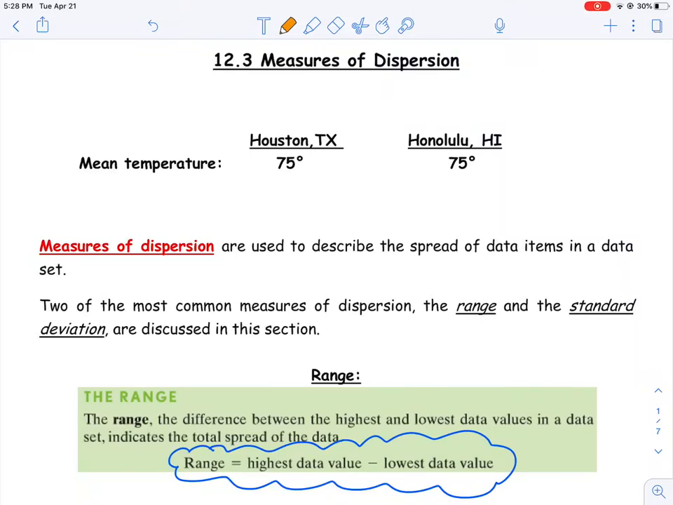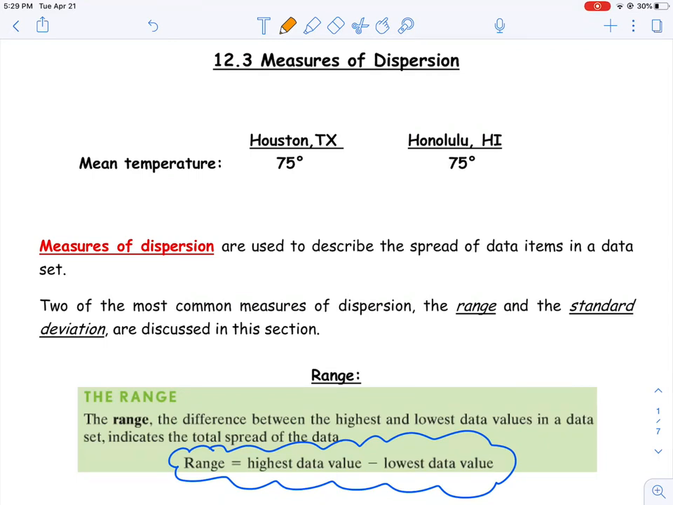Okay, in section 12.3, we're going to talk about measures of dispersion. Back in the last section, 12.2, we talked about measures of central tendency: mean, median, mode, and mid-range. All of those data values ended up being toward the middle of the data set. In this section, measures of dispersion describe the spread of the data set. We're going to talk about a couple in this section, range and standard deviation. Those are two different measures of dispersion.